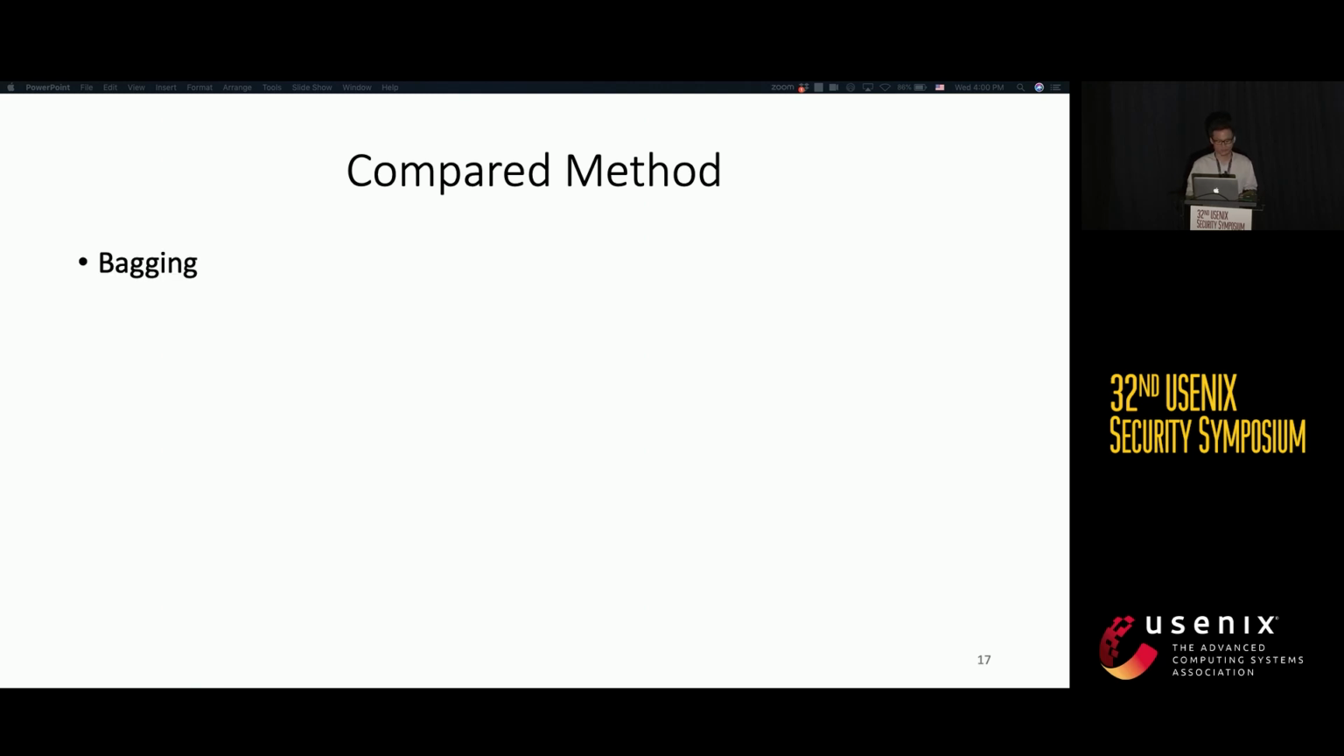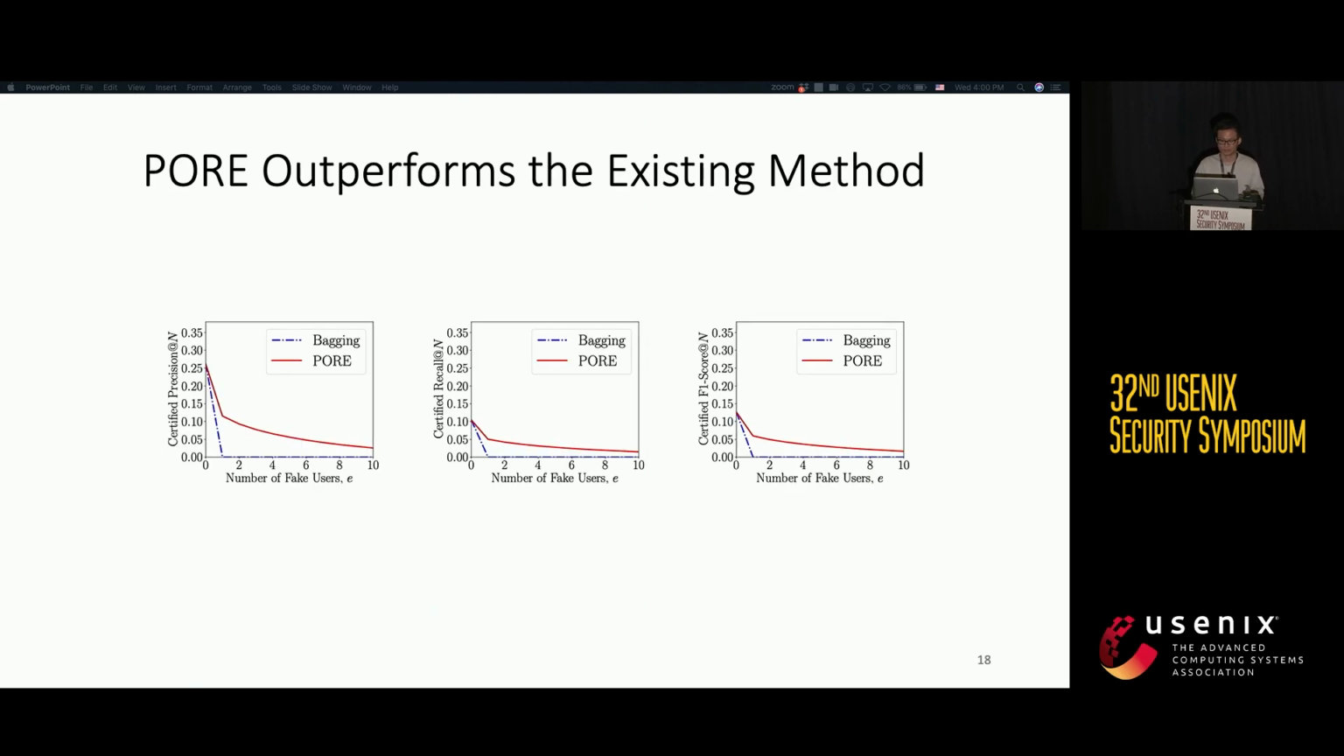We also compare PORE with bagging, which is a state-of-the-art method to build a provably robust classifier. Those three figures show our comparison results. The x-axis is the number of fake users, and the y-axis is certified precision, recall, and F1 score averaged over all users. As we can see, PORE outperformed bagging. The reason is that our PORE could jointly consider multiple items when deriving the certified intersection size. By contrast, bagging can only consider each item independently because it's designed for a classifier, and a classifier usually outputs a single label for a test input.